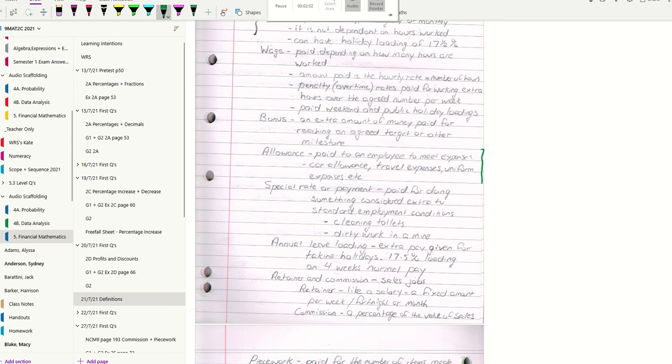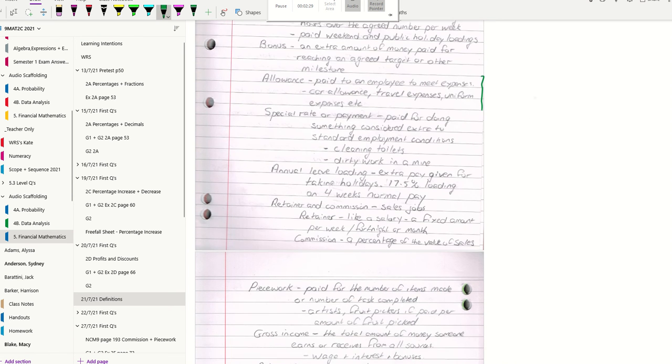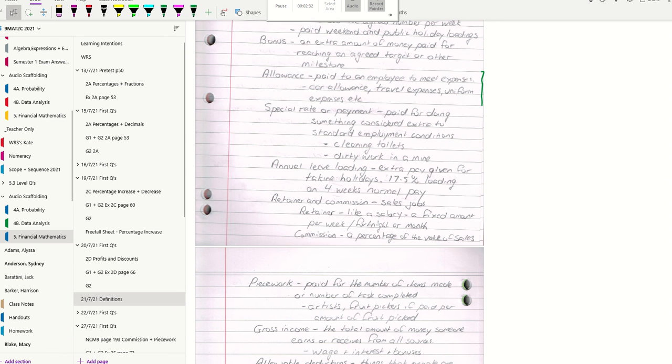Okay, so bonus. A bonus is an extra amount of money paid for reaching an agreed target or other milestone. You can earn a bonus whether you're on a salary or a wage or whether you're casual, it doesn't really matter. A bonus is paid by a company when targets that are set are met, and it's a reward to all employees or to individual employees if they've met their individual targets and therefore made the company more profitable, normally.